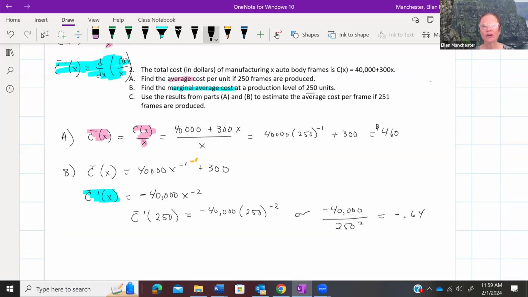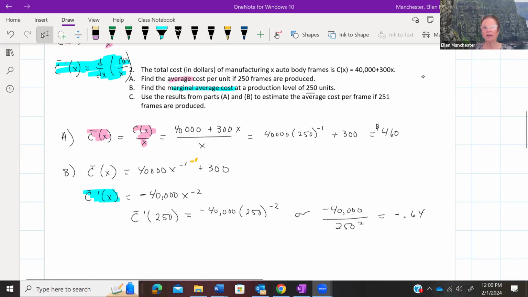Good. Yes. So remember, calculus is all about instantaneous rate of change. So at 250 units, our average cost is dropping by 64 cents per unit. So again, that's how on the test you are going to be able to get extra credit: you do the math, show me the math, and then for extra credit, you give me an answer of an interpretation. What do you think that means?